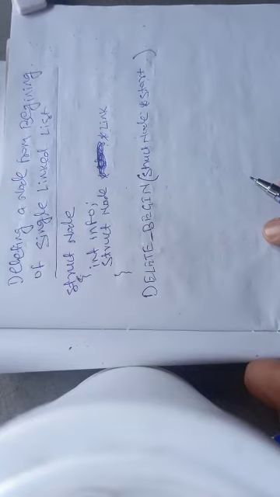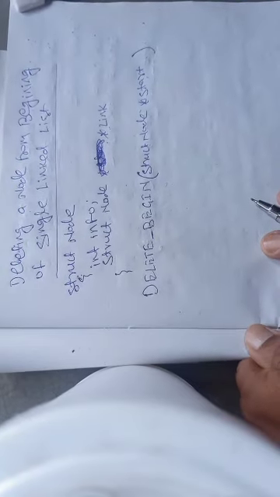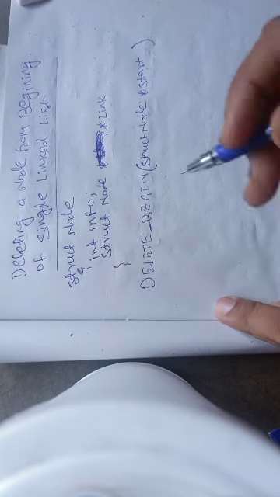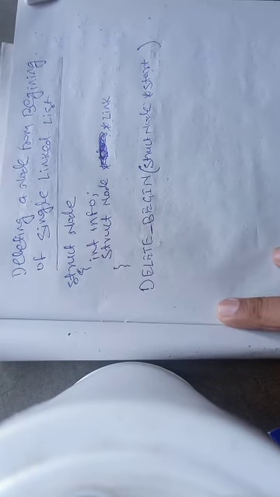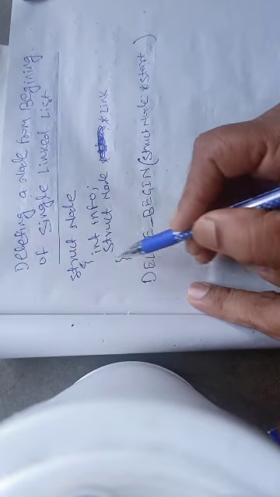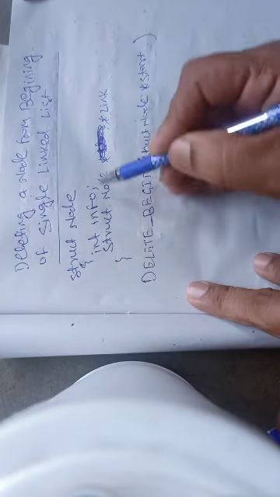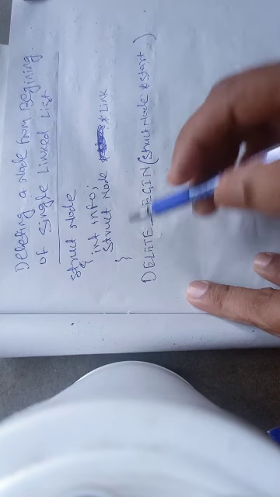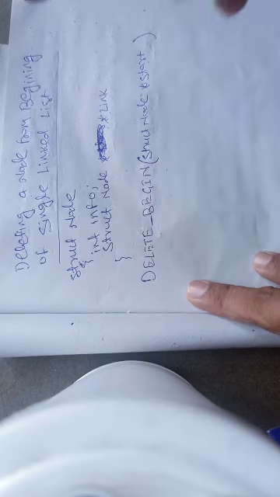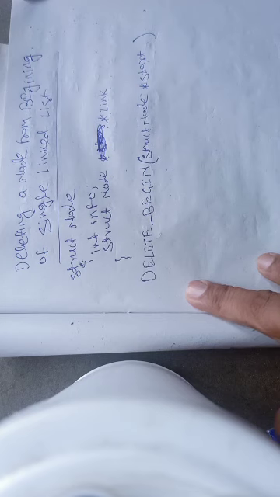So students, in this video we will see how to delete a node from the beginning of a single linked list. Now to implement a linked list, we need to represent a node, and the node could be represented by a structure like this: struct node, and it has two members. One is integer info and second one is struct node asterisk link. This is how a single node is represented in the linked list.